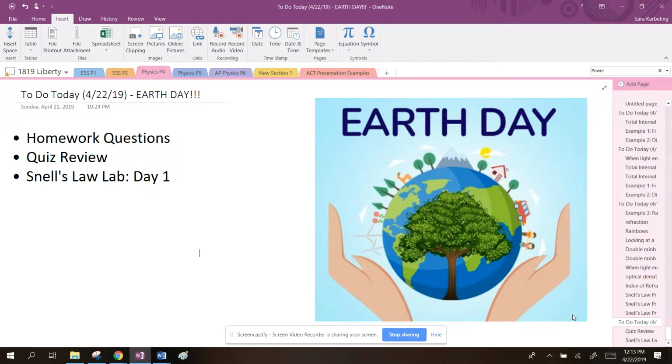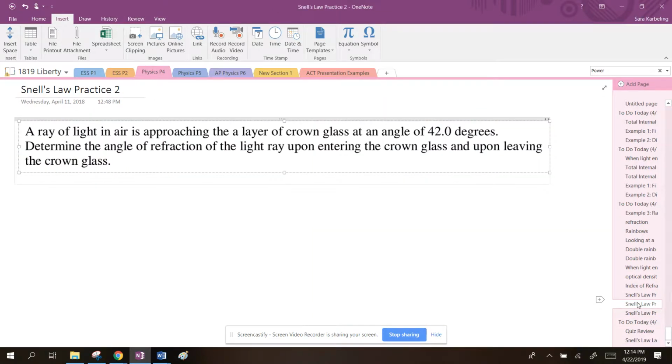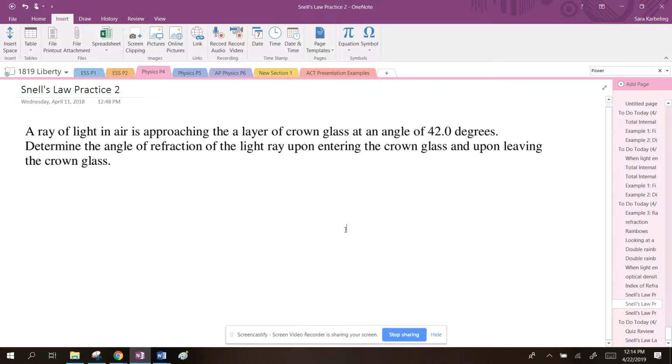Can you just go over number 2 on the right side? Of course. Let me do it. This one, right? Okay, here we go. If you don't have a calculator out, make sure you have one out just so you can practice. We're going to talk about what's on the quiz after this, and I guarantee you there will be some Snell's Law questions on there. I promise. So you might as well look at it now.